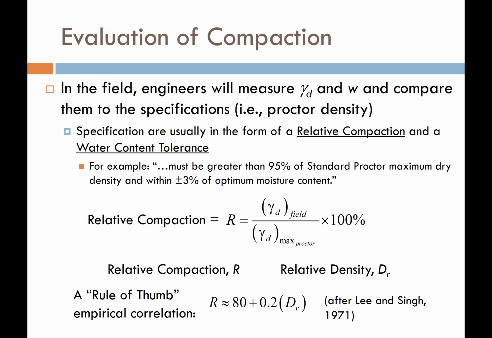Well, this is where a term called relative compaction comes into play. In general, an engineer is going to write specifications, or basically the rules of the game that the contractor needs to follow. And they're going to write it in terms of this relative compaction and a tolerable moisture or water content. So the relative compaction is generally a percentage of some stated Proctor test dry density. And then the tolerable water content is some limit or bound within the optimum moisture content.